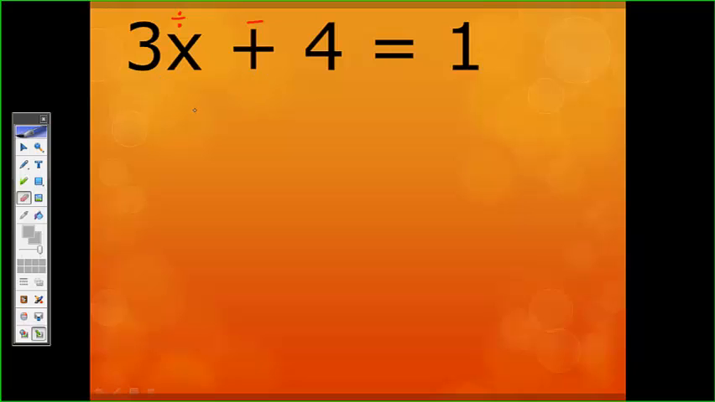Okay, so now let's go ahead and do this. First thing we need to do, remember, whatever is attached to the variable, we save it for last. So first thing we need to do is to get rid of the 4. So we need to subtract 4. Since 4 here is positive, we need to turn it to negative.